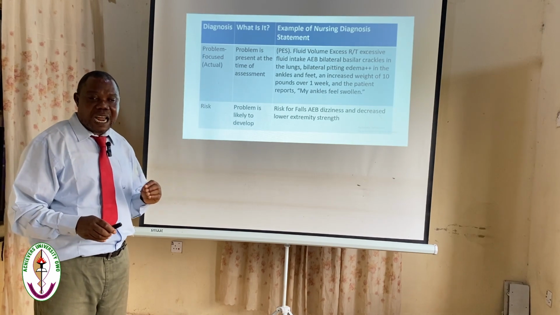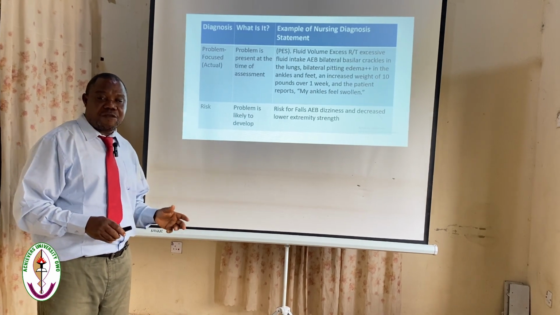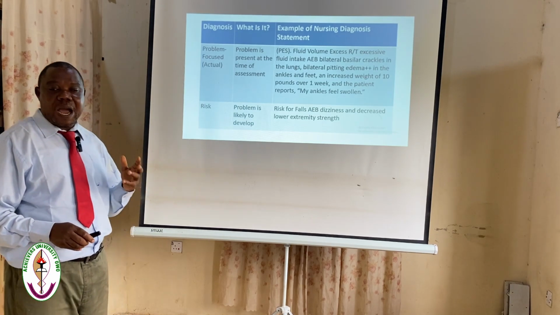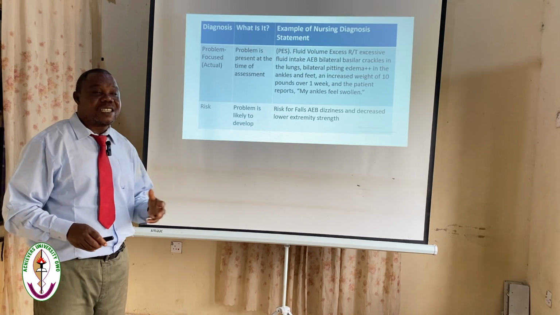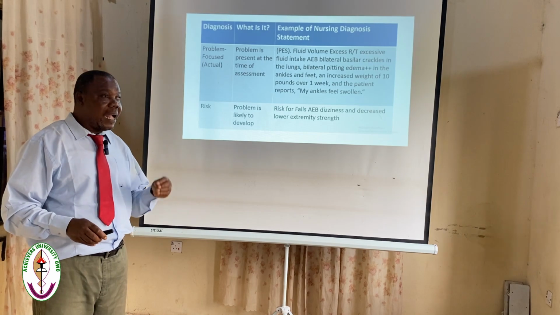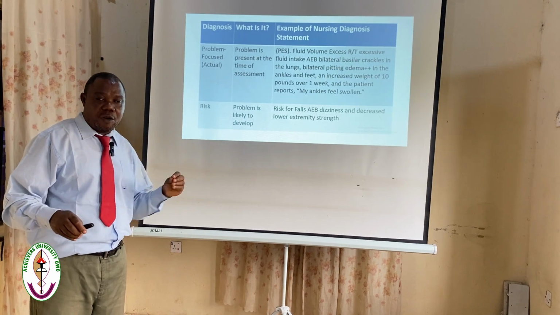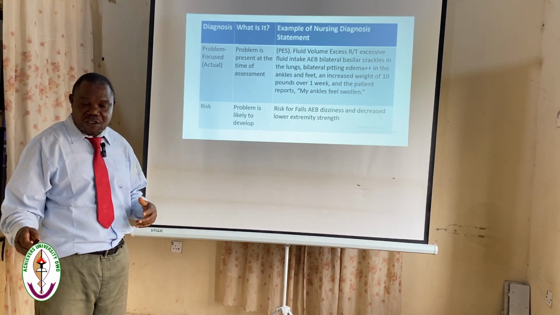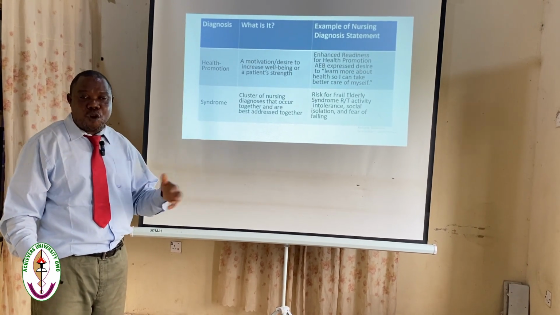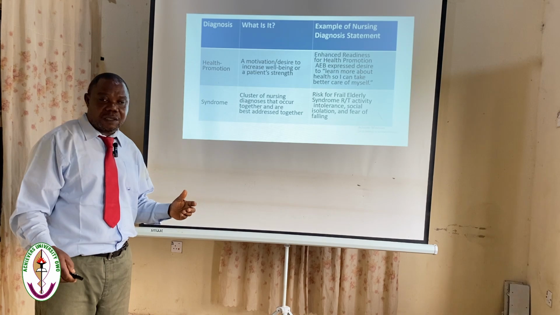But in the risk nursing diagnosis, the problem is likely to develop, but it has not been developed. Therefore, risk for fall, as evidenced by dizziness and decreased lower extremity strength. You are saying that if we allow this patient to walk on his own, he will fall. Therefore, you are working against fall. You don't want the patient to fall. That is risk diagnosis.